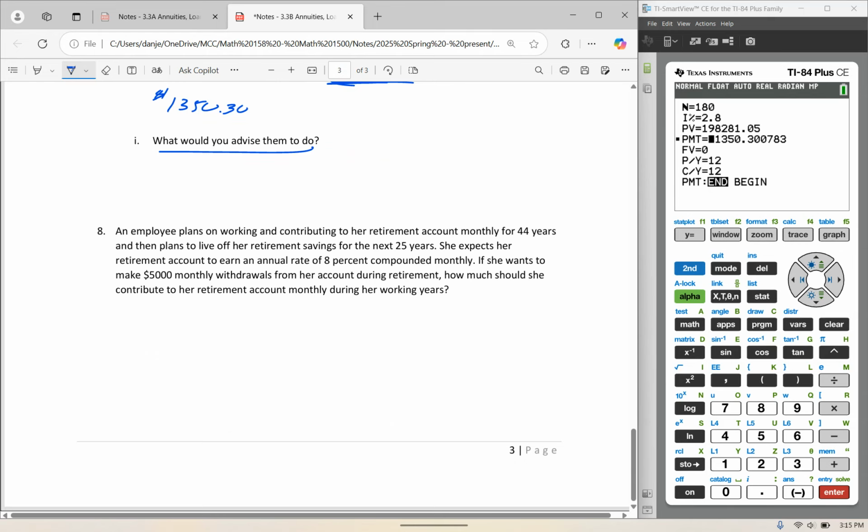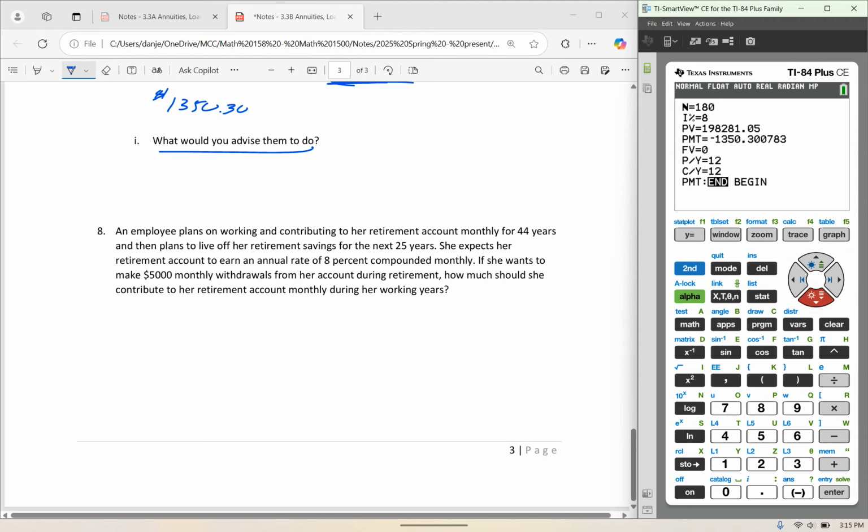This kind of refers back to something that we looked at earlier. An employee plans on working and contributing to her retirement account monthly for 44 years. Then she plans to live off of retirement savings for the next 25 years. I'm going to guess she's around 21, 25, early to mid 20s. She expects that her retirement account is going to earn 8% interest compounded monthly. So she's making the assumption of 8% over the next 69 years, or at least averaging 8% in her investment account. So the percent is 8%.